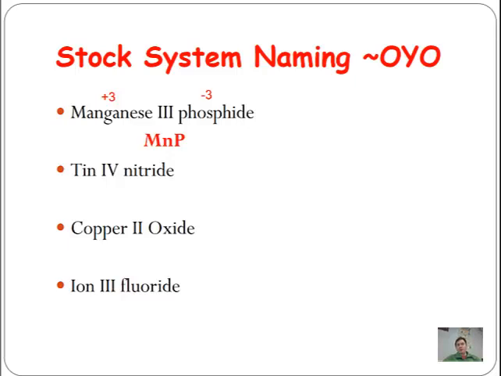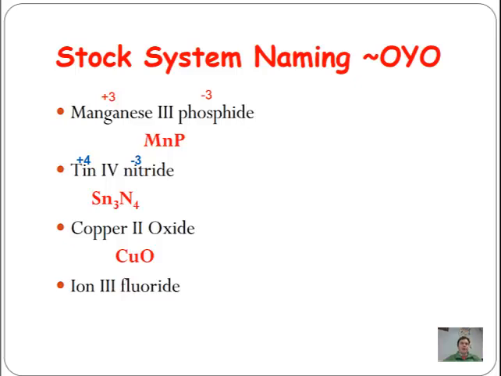Tin 4 nitrate, that means tin is a plus 4. Nitrate, if we look at the triad, is nitrogen, minus 3. So crisscross, we got Sn3N4. Okay. Copper 2 oxide, copper is a plus 2, oxygen's a minus 2, so they cancel out, CuO.